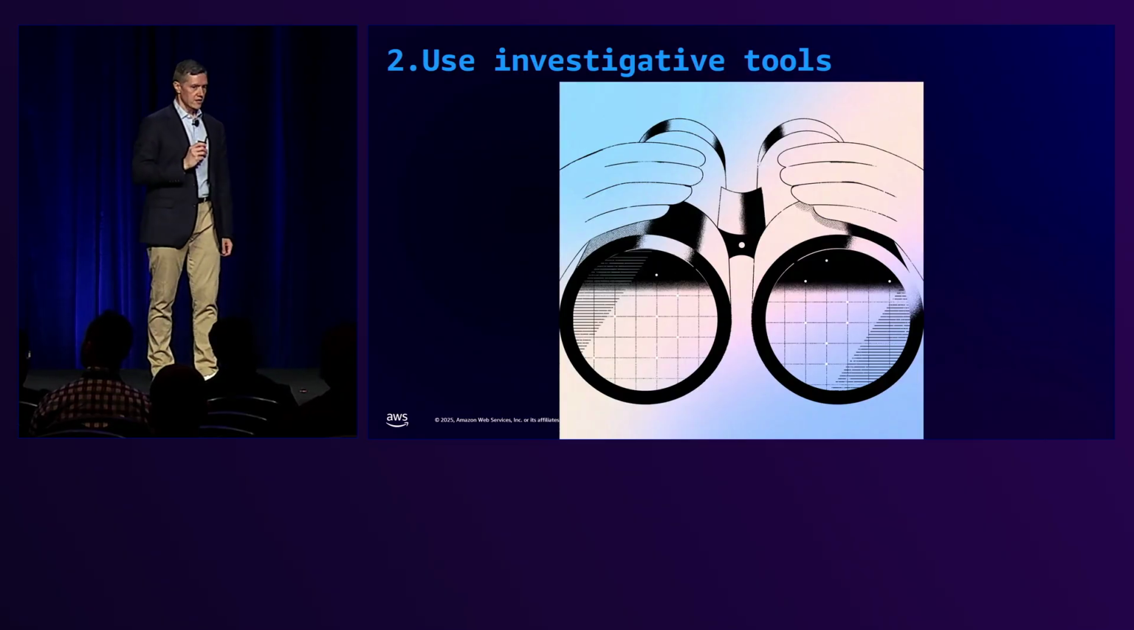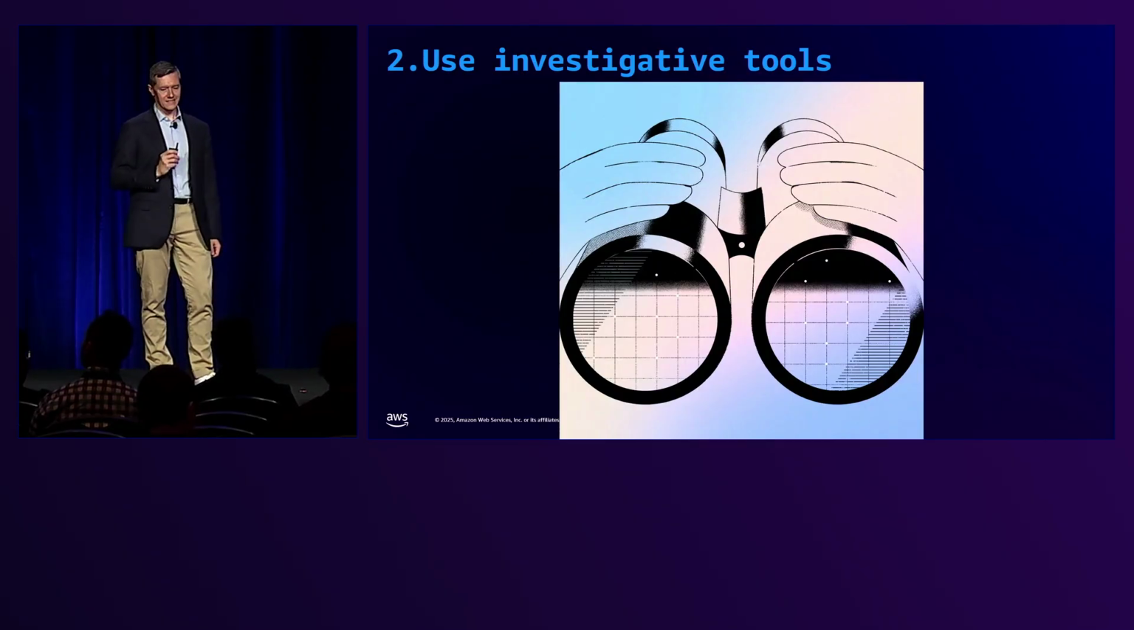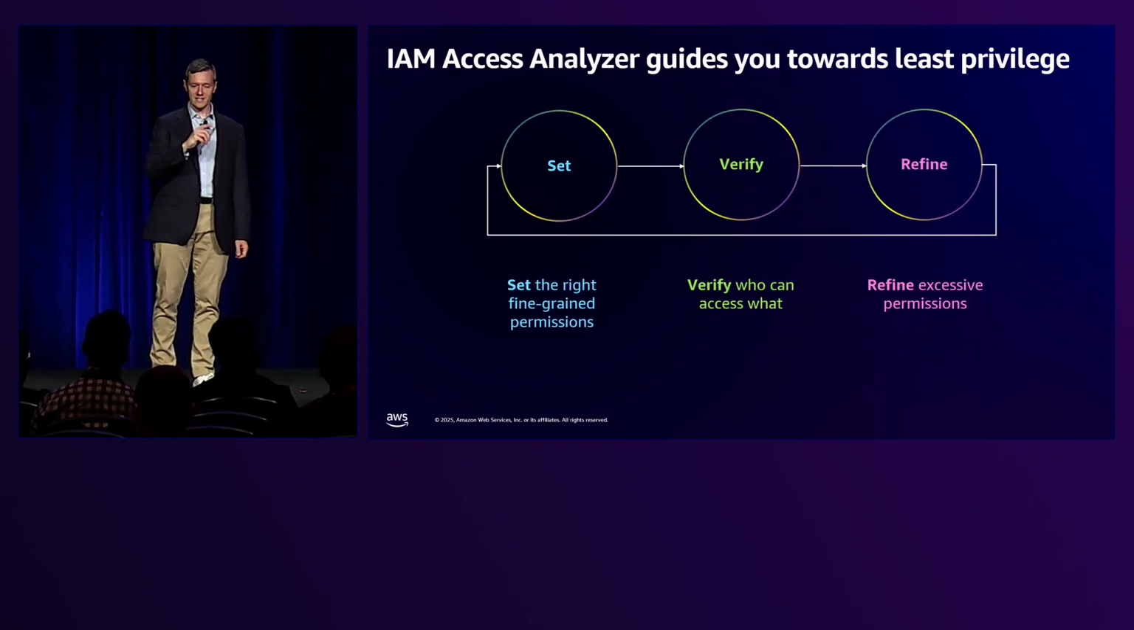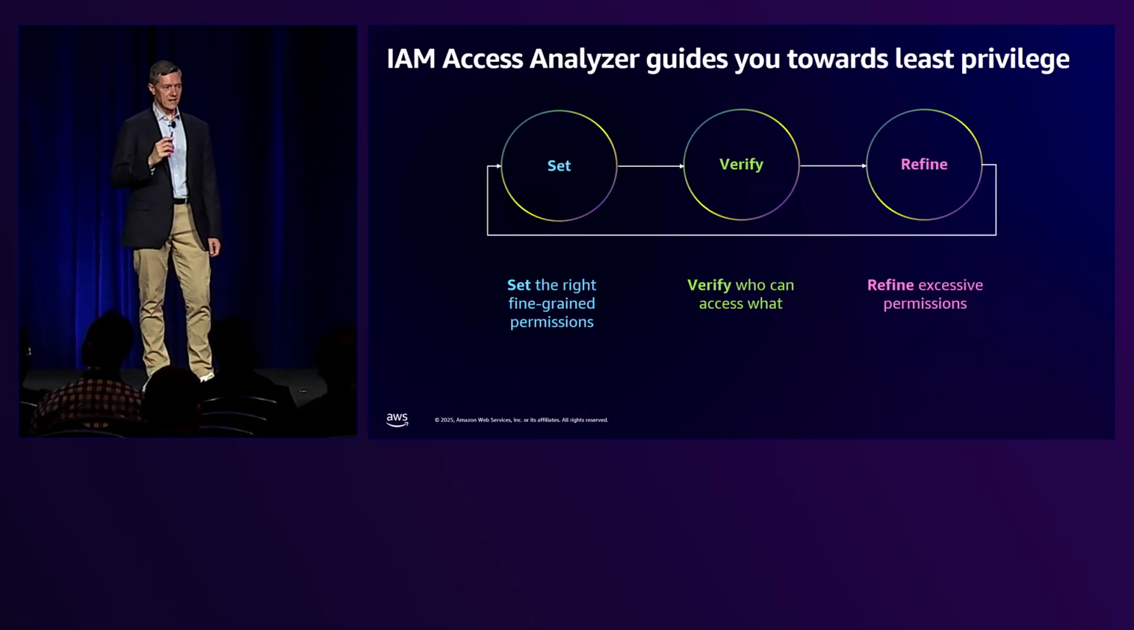Okay. Using our investigative tools. So IAM Access Analyzer is what we're talking about here, and our goal being to get you to least privilege. We have this mental model, which is set, verify, refine. And this is a cycle that you start out by creating the right fine-grained permissions. After the fact, then verifying, okay, let's inspect to understand who has access to what, and then let's refine any excessive permissions, which takes you back to the set phase. And we do this over and over and over again.